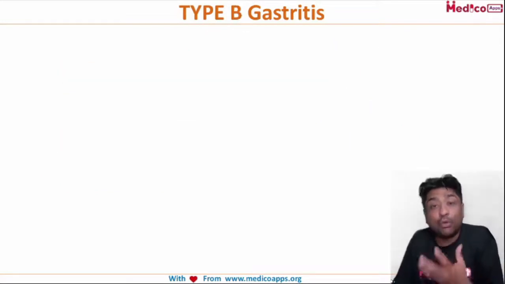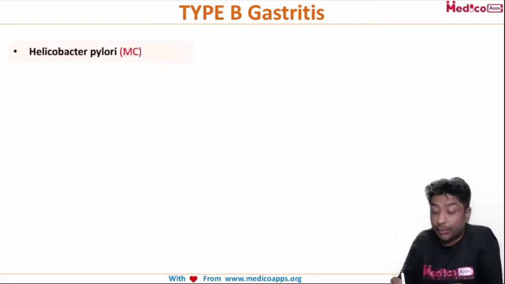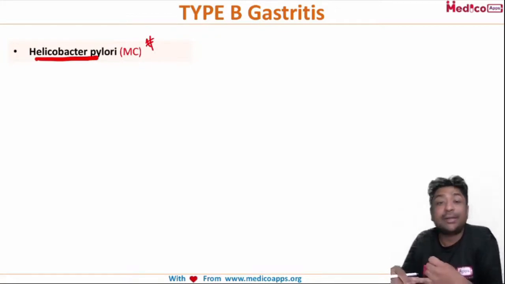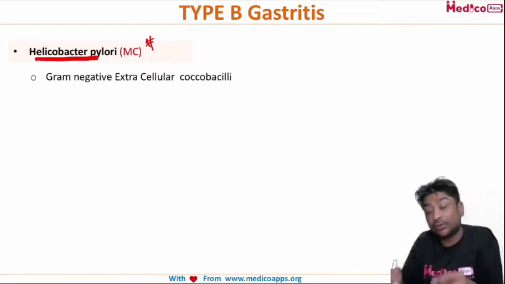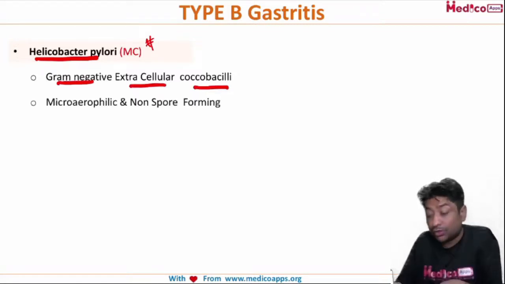Let's move to the more common cause of gastric ulcer, or gastritis, that is type B gastritis. Type B gastritis we know is because of H. pylori infection. This is the most common cause of type B gastritis. Now, there are certain important points about H. pylori which have been very frequently asked in the examination. For example, it's a gram-negative extracellular cocobacilli. It is microaerophilic and non-spore forming.